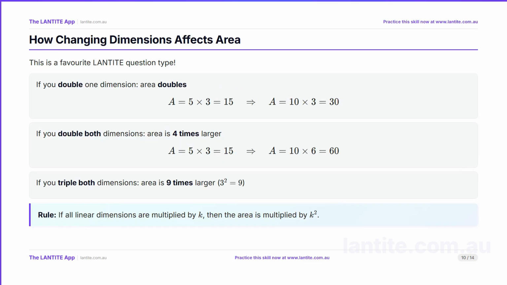This is a favorite LANTITE question type. What happens to the area when you change the dimensions? If you double one dimension, the area doubles. If you double both dimensions, the area becomes 4 times larger. That is 2 squared. If you triple both dimensions, the area becomes 9 times larger. 3 squared. The general rule is, if all linear dimensions are multiplied by k, the area is multiplied by k squared. This is a really important concept to understand.